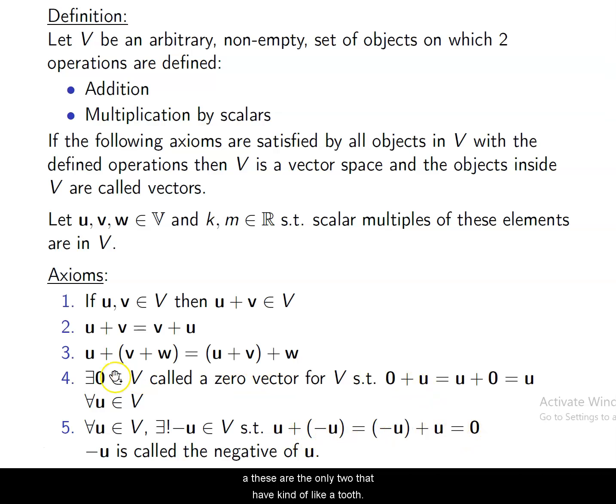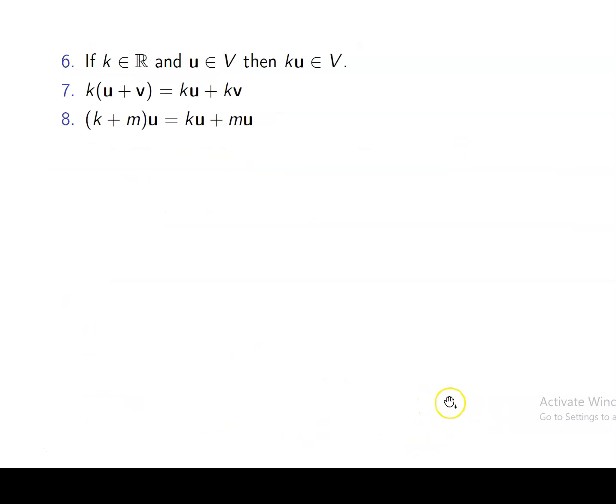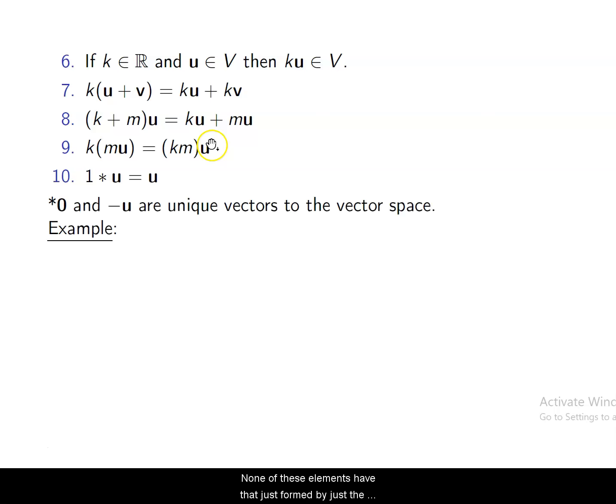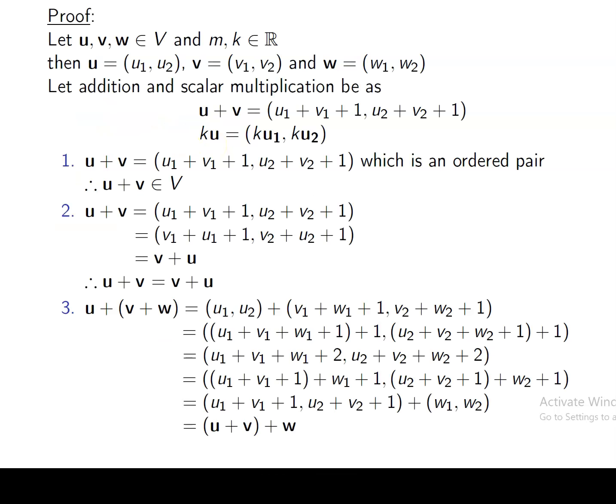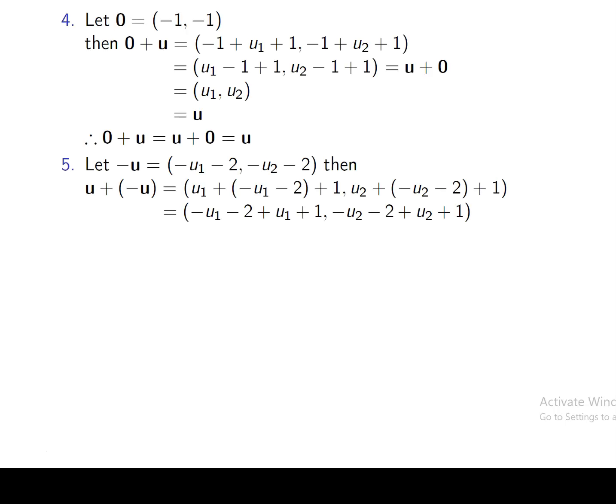These are the only two that have kind of like a twofer like that. You need to do 2 different things in one. Okay. None of these other ones have that. Just 4 and 5. Just the 0 vector and the additive identity. So it's easy to remember that because they're the weird ones, right?